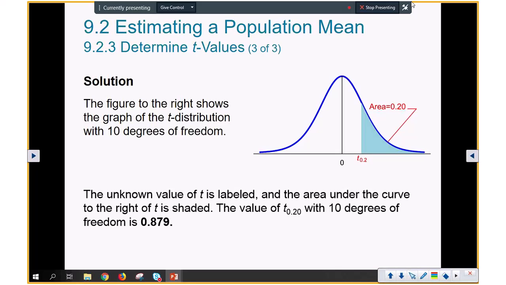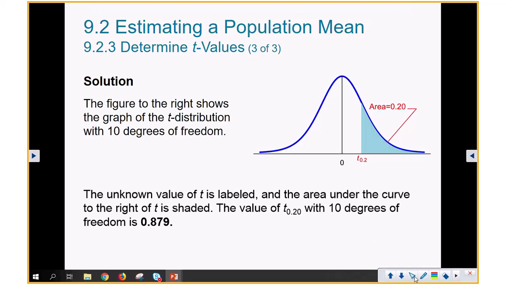If you were to look in the table, it would say 0.879. Or I'm saying you would say 10 degrees of freedom, and you would go down to 0.2000, and you would come out with 0.879. And I'm hoping they show you how to do it on a calculator, but I don't know if they're going to show you or not. But go ahead and draw it.